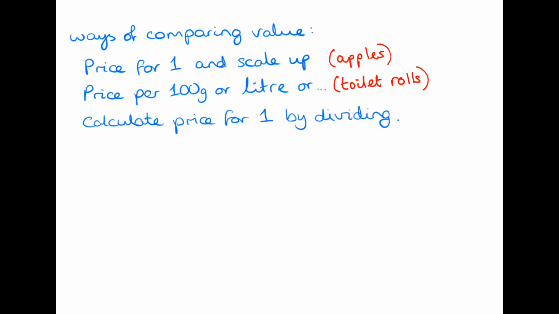So that's what we looked at again with the apples. We talked about doing the price for 6 divided by 6. But you're more likely probably to go for the price for 1 and scale it up.